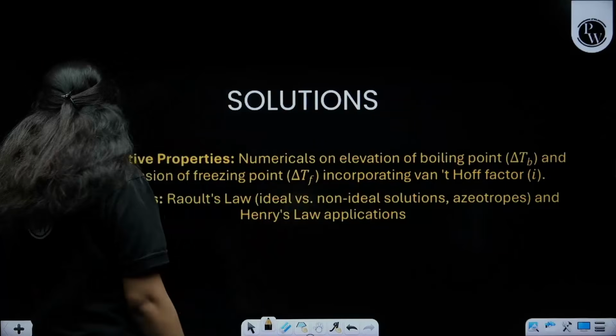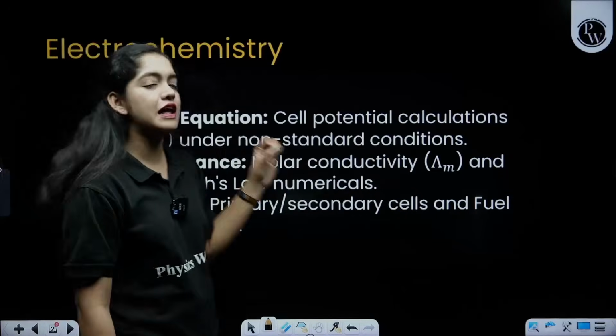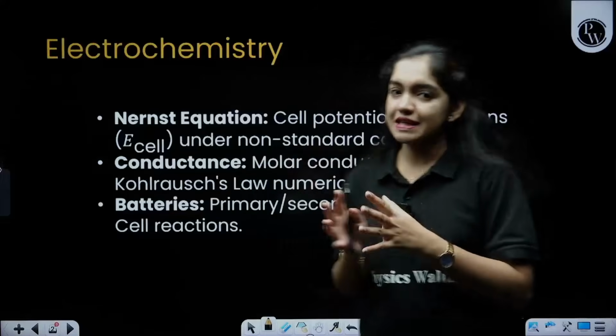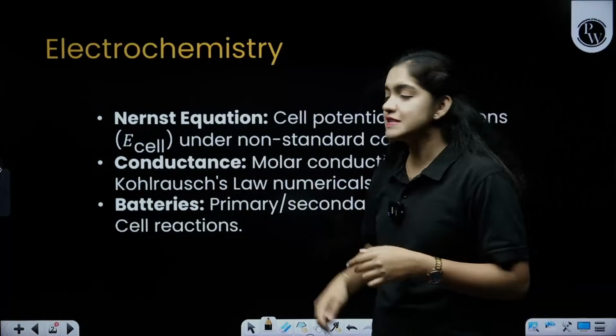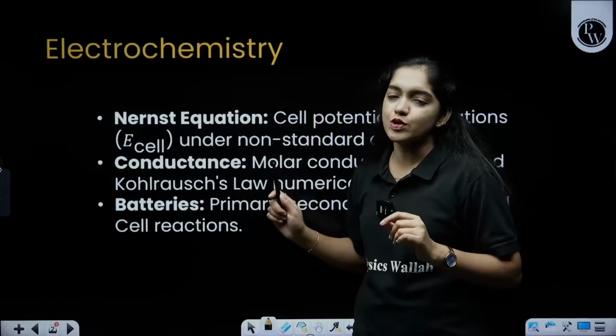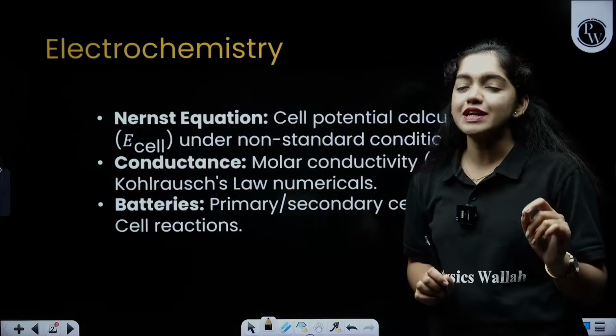Then our next chapter is Electrochemistry, which is also a problem chapter and a physical chemistry chapter. From this chapter we want to learn the derivations, and not only derivations, the Nernst equation. Numericals related to the Nernst equation will be there. So concentrate on the Nernst equation.